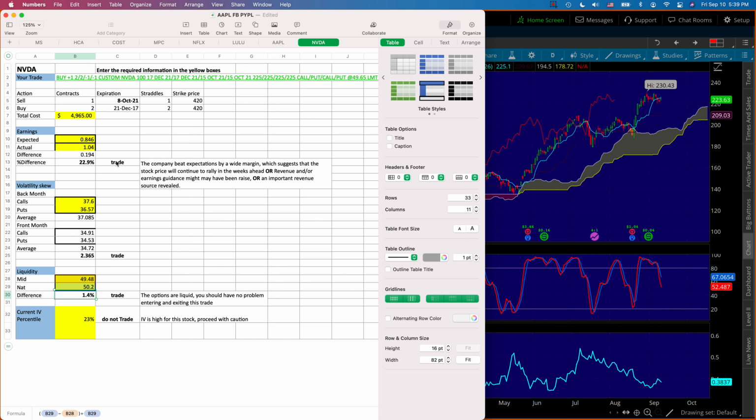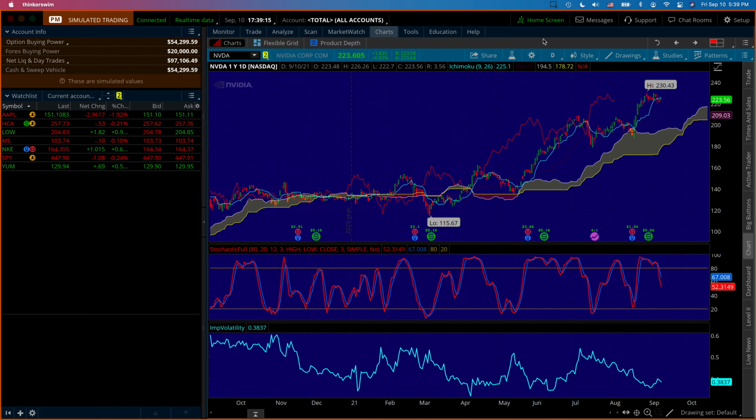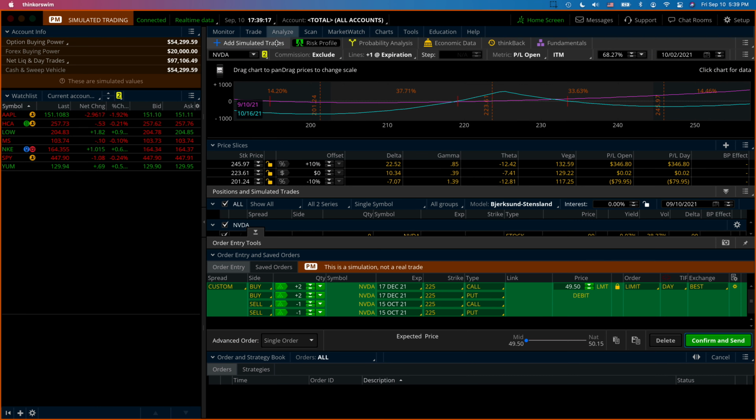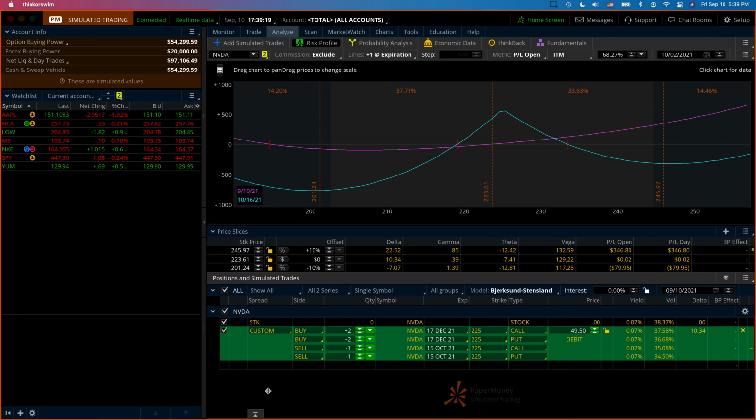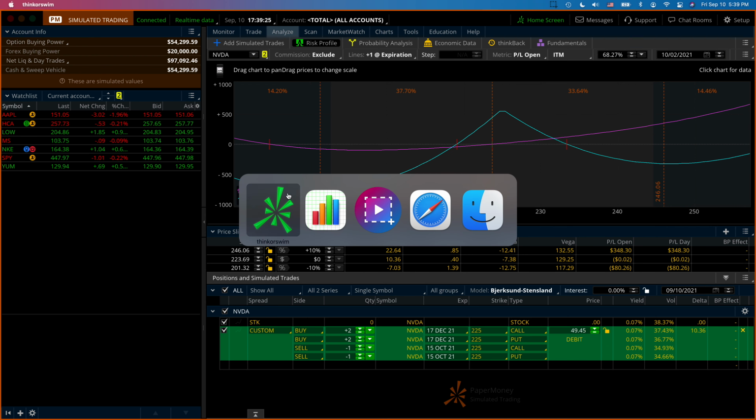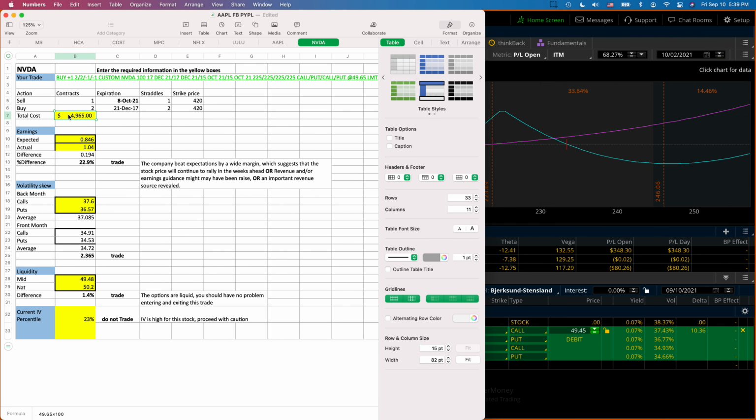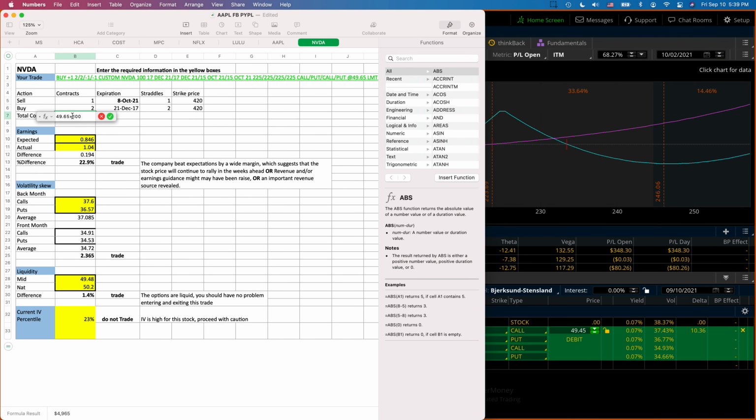Okay, so we have 3 out of 4 are good to go. And especially the earnings. If the earnings are really good, you're motivated to enter this trade. And I'm going to enter it then. Let's go to the Analyze tab. Okay, could we do 2 of them perhaps? Let's go to our chart here. 49.45 times 200.